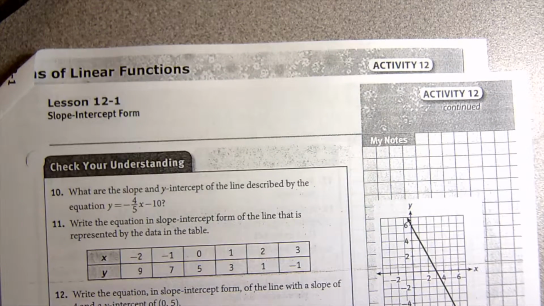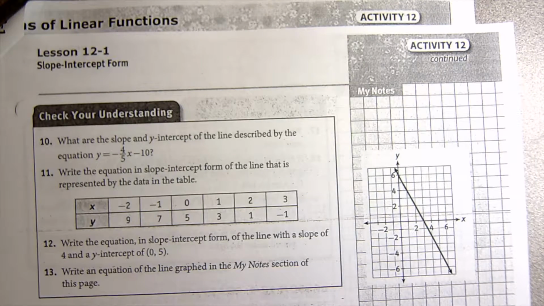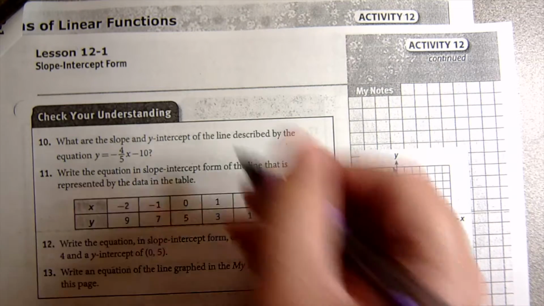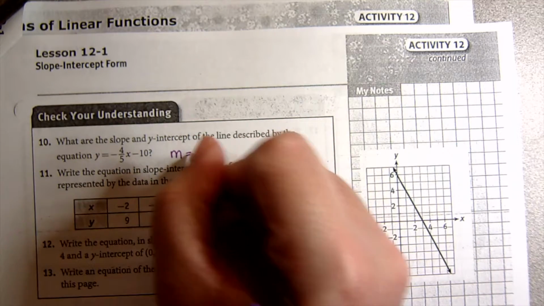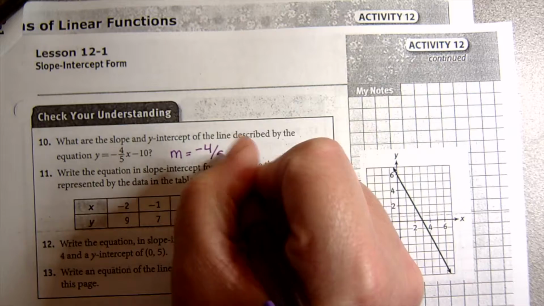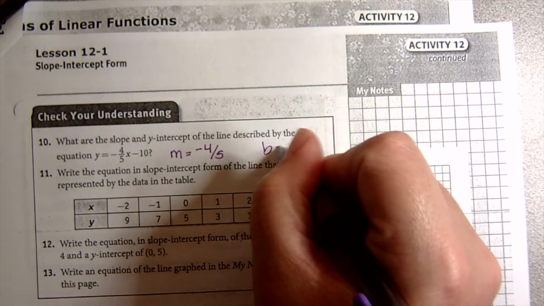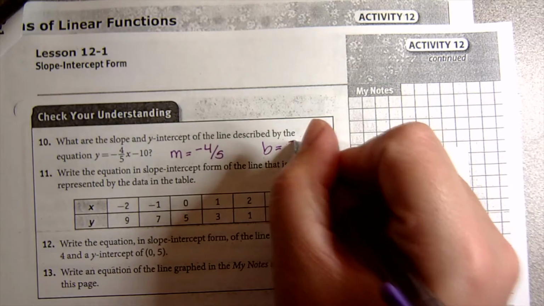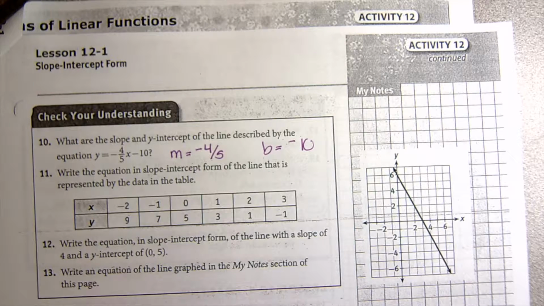All right. On the next page, we're going to do the check your understanding together. It says, what are the slope and y-intercept of the line described by y equals negative 4/5 x minus 10? So what is the slope? Negative 4/5. And what is the y-intercept? Negative 10. So that's pretty simple and straightforward. You can get your slope and your y-intercept just from looking at that equation.